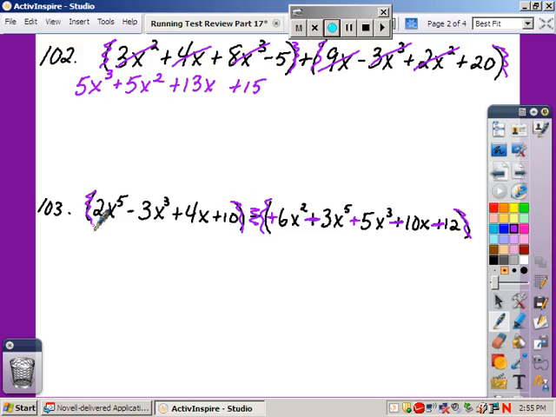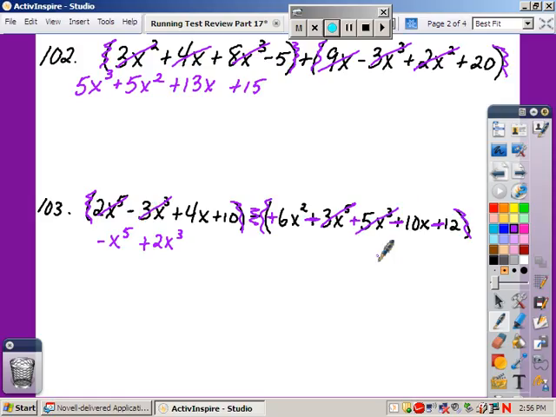So now I'm just going to combine like terms again. I notice that the biggest one I have is x to the fifth. I've got positive 2 here and negative 3 here. That's negative x to the fifth. I've got an x to the third here and here. Negative 3, positive 5, that's positive 2x to the third.